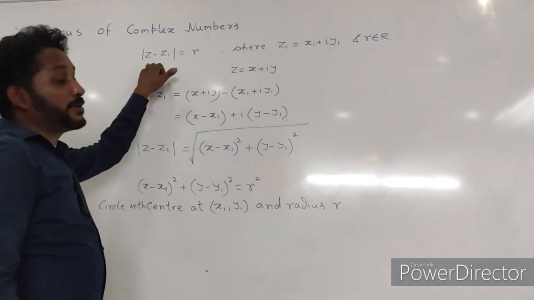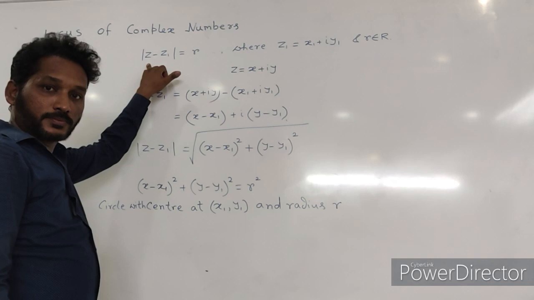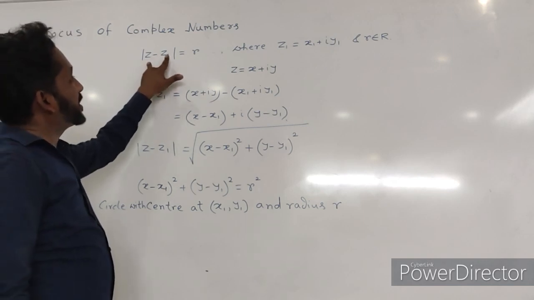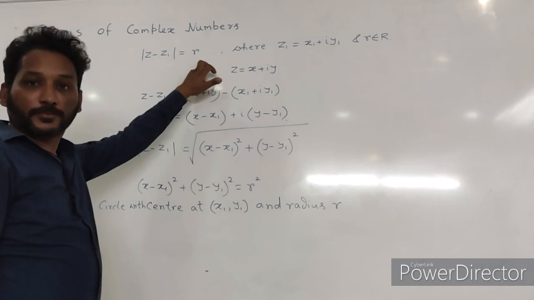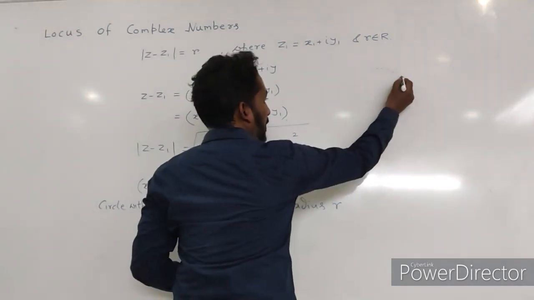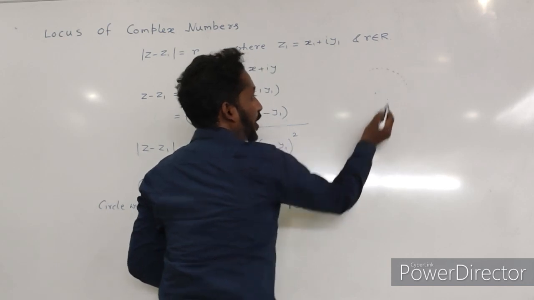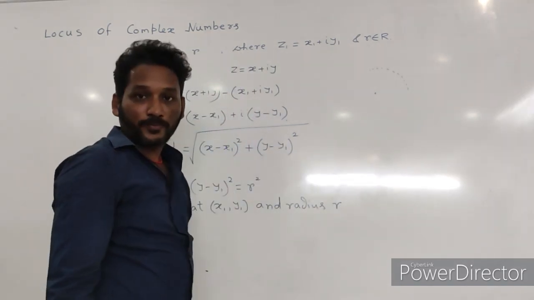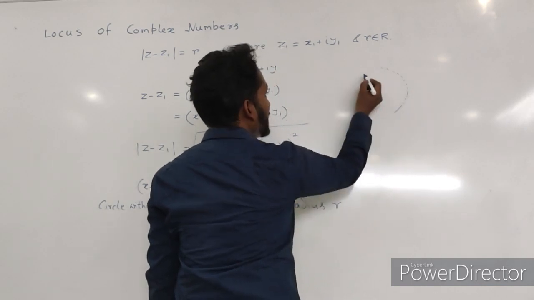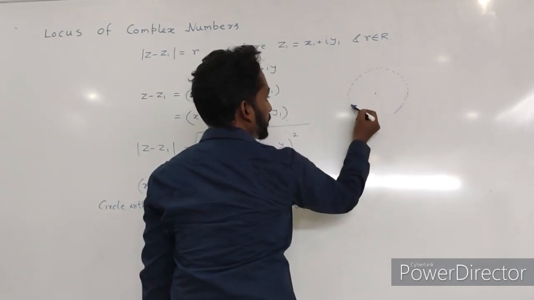That z is a moving point, which is moving in such a way that its distance from z1 is always equal to r. Now, if a moving point is moving in such a way that its distance from a fixed point is always constant, then you know that the locus of that moving point is nothing but a circle.